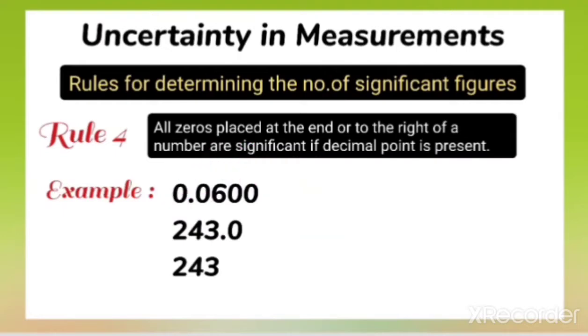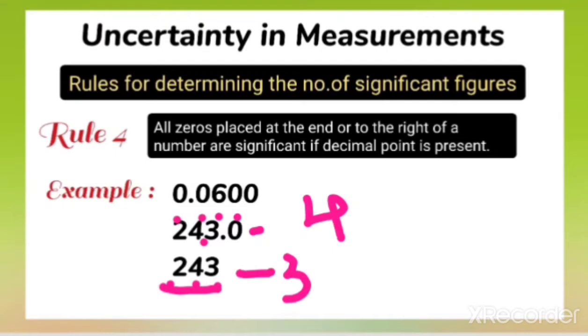Now next example. In this example, these 3 are significant, and even this 0 is significant because the decimal point is there, and this 0 is on the right side of a number which is significant. So in this case there are 4 significant figures, but look at this one. In this case only 3 significant figures are there, because here the decimal point is not there and 0 is not there.